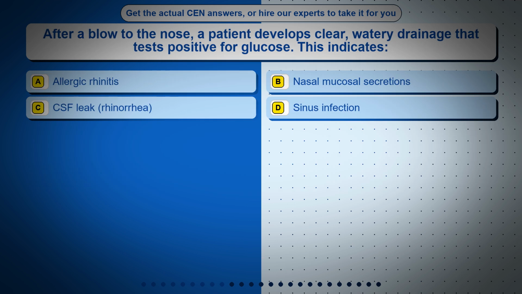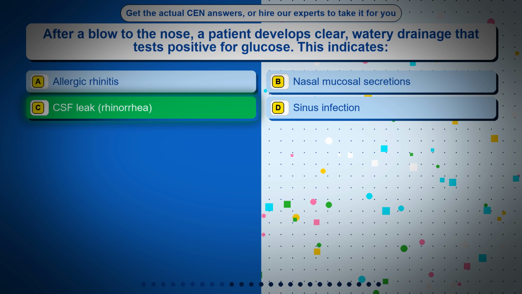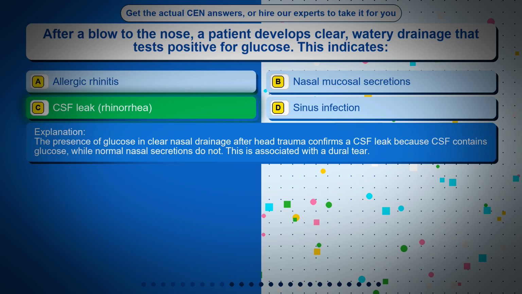Question 9. After a blow to the nose, a patient develops clear, watery drainage that tests positive for glucose. This indicates option A, allergic rhinitis, option B, nasal mucosal secretions, option C, CSF leak, rhinorrhea, option D, sinus infection. The correct answer is option C, CSF leak, rhinorrhea. The presence of glucose in clear nasal drainage after head trauma confirms a CSF leak because CSF contains glucose, while normal nasal secretions do not. This is associated with a dural tear.